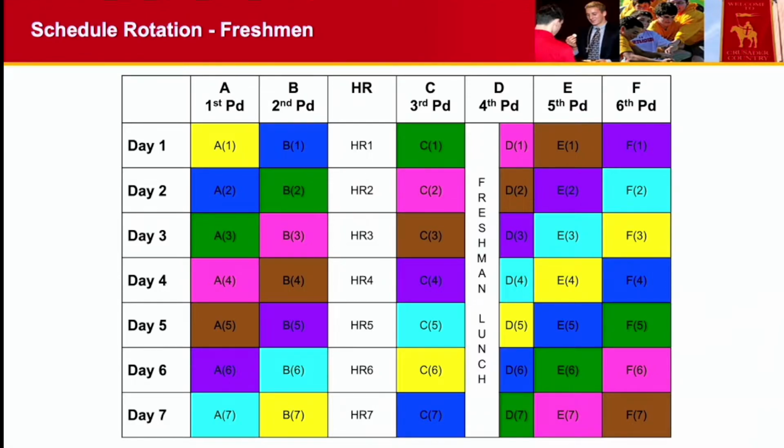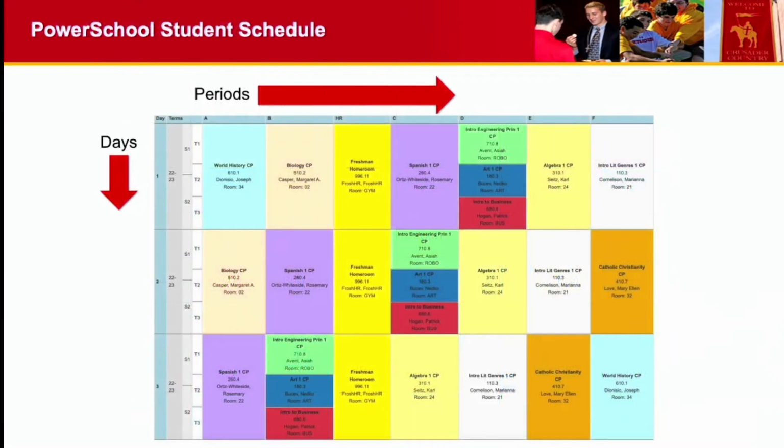You'll see this noted in PowerSchool. There's 2 different schedules that are on PowerSchool. The one is the matrix schedule, and that's exactly what I was just showing you. The matrix schedule is a visual representation of the same rotation. So the days go down, the periods go across. So this student on day 1, period 1, goes from world history, then to biology, then to homeroom, then to Spanish. Those are the first 3 periods, and homeroom is after 2nd period.